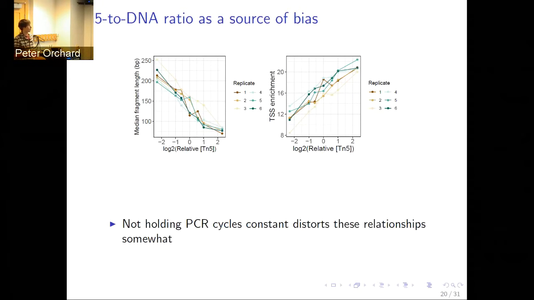This was highly replicable across all 42 of our libraries. So there are all 6 replicates, just plotting the TN5 concentration against the median fragment length. You're getting shorter fragments as you increase the enzyme. And we consistently saw an increase in TSS enrichment as we increased the TN5 as well. The relationships aren't as clean if you allow the PCR cycles to vary. Especially for fragment length, you see a similar trend, but it's definitely dirtier.